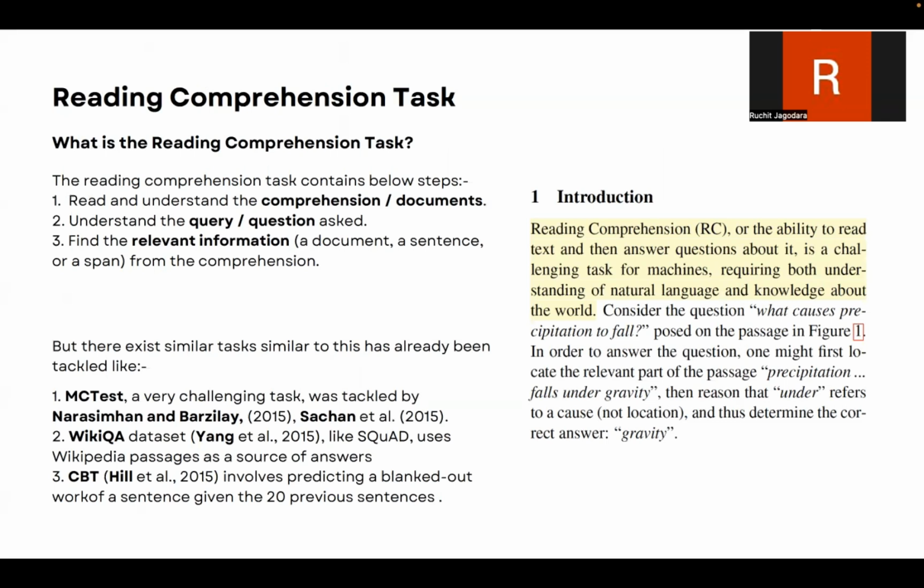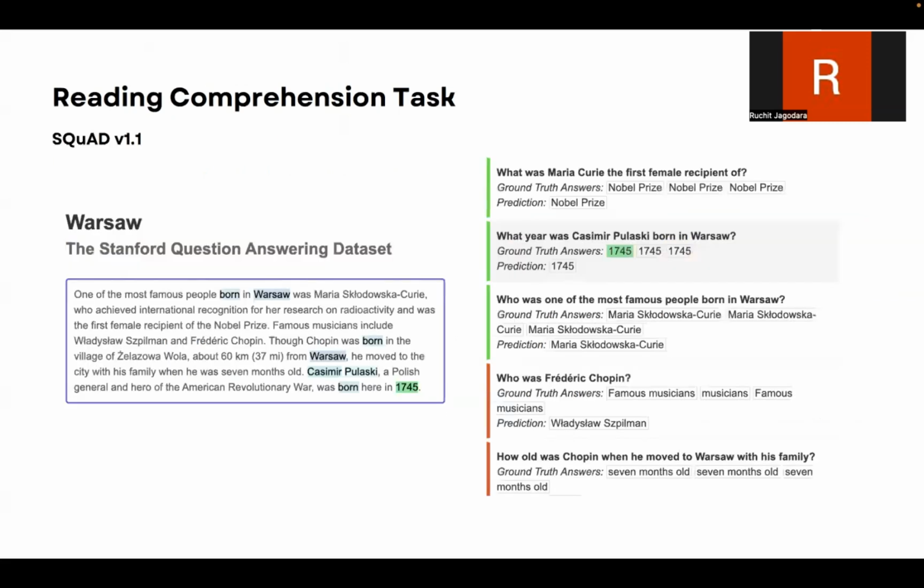answer some queries or questions based on the comprehension or some context given in the document, in the format of documents or paragraphs. And in this dataset you had to find a particular phrase or the smallest relevant information for that particular query or question. There were existing similar datasets at that time like MCTest, WikiQA and CBT, which we will discuss in depth in later slides. So next.